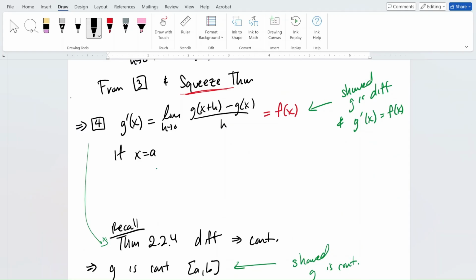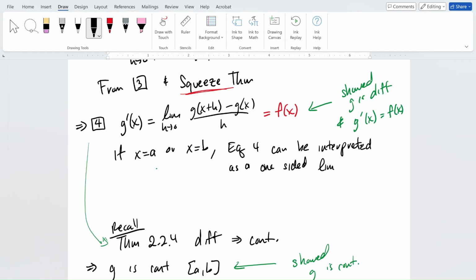Well, if x is a or if x equals b, you can modify equation number 4 by just using one-sided limits. So equation 4 can be interpreted as a one-sided limit, and you'll be able to follow. So when I said that theorem 2.24, differentiability implies continuity, I also took into consideration this one-sided limit.